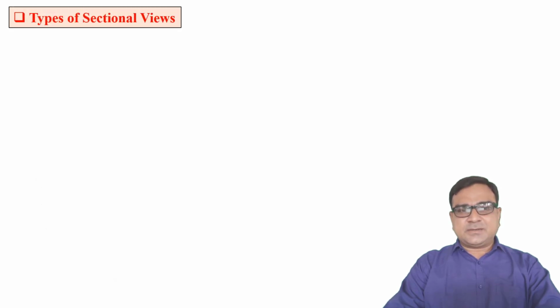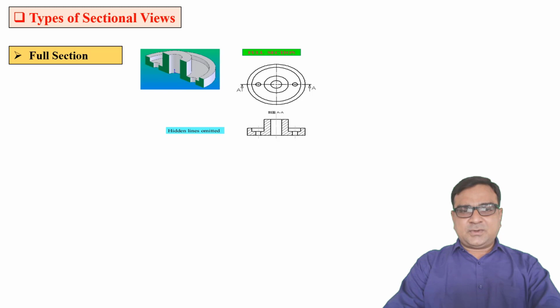Now, types of sectional views. First, full section. You can see here there is one flange. It is cut by a cutting plane, and the cutting plane is passing through the object from top to bottom. This type of section is known as full section. Here you can see the front view of this particular object. This is our front view, known as the sectional front view, which indicates the surfaces which are under cutting. That surface is represented by section lines or hatching lines.